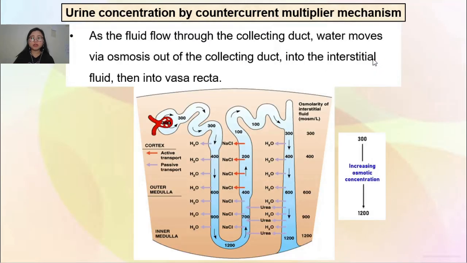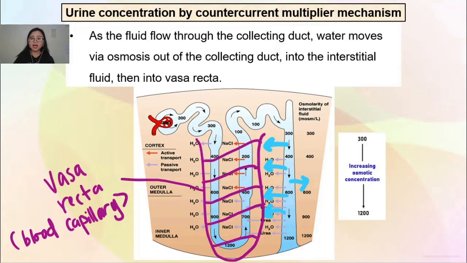Now, as the fluid flows through the collecting duct, which is this part on the right, water moves via osmosis out of the collecting duct into the interstitial fluid and then into vasa recta. Air mengalir keluar melalui osmosis dan masuk dalam interstitial fluid, kemudian ke dalam vasa recta.